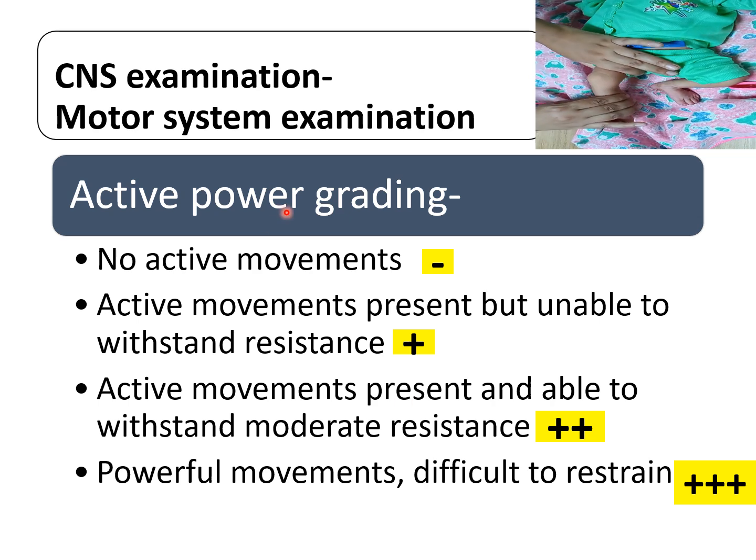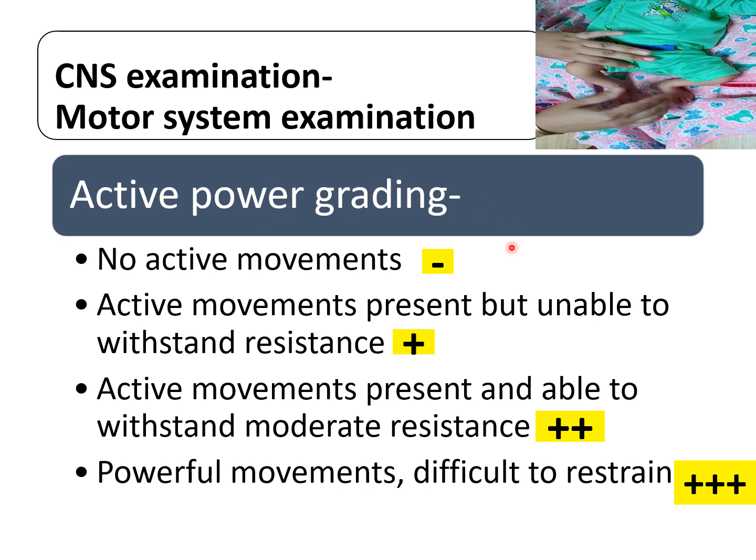Now for the active muscle power, we have to give the grading from minus 1 to plus 3. When no active movements, when you are doing the passive movements of the limb and the baby is not doing any active movement, then minus 1. When active movements are present but the baby is not able to withhold the resistance, then plus 1. When the baby is doing active movements and able to withstand moderate resistance, then plus 2. When powerful movements are there and difficult to restrain, it is plus 3.